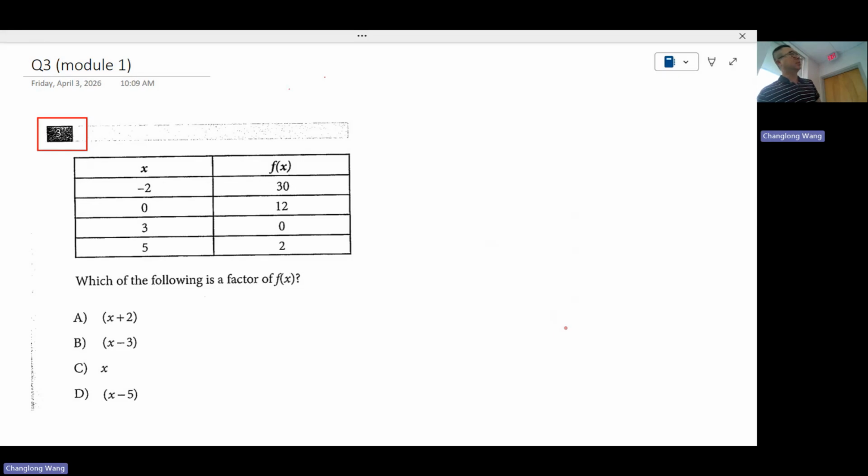But certain problems, I'll just go through it real quick. You don't have to do it. For example, like number 3. It turns out that you need to know something called the remainder theorem.